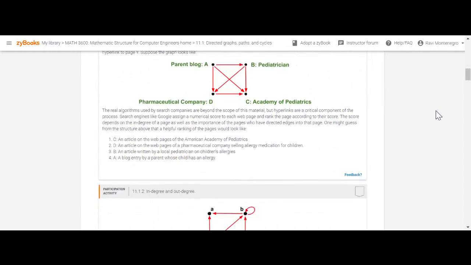Yahoo was a good search engine because they were managed by humans who would manually rank everything. But Google managed to do the same thing without human involvement.